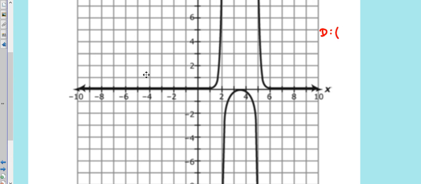So we would go from negative infinity all the way to 2, and you're going to use a parenthesis because you cannot be equal to a vertical asymptote, and that's what I have here. It's a vertical asymptote dividing that. And then from 2, I would go to 5, and then again from 5, I would go on until infinity. And so that would be the domain.